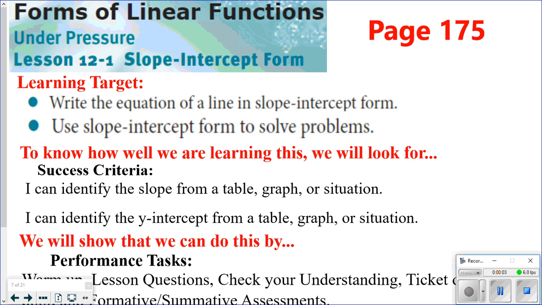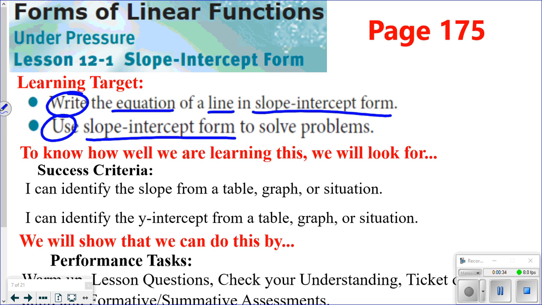Open your book to page 175. We're going to start a new activity. It's activity 12, all about forms of linear functions. Today we're starting lesson 12.1, talking about slope-intercept form, which may be familiar to you from middle school. So we are going to write the equation of a line in slope-intercept form, and we are going to use slope-intercept form to solve problems. Remember, slope-intercept form is y equals mx plus b.